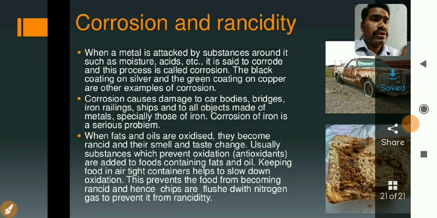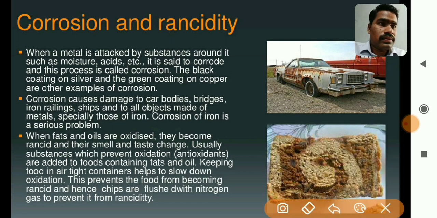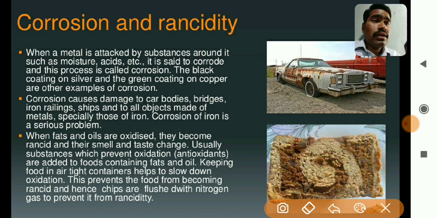Now let us go to the next point, that is corrosion and rancidity. Now see, in day-to-day life we have seen that oxidation is a very common process. It generally takes place in day-to-day life. When any metal combines with oxygen, in chemistry language, it is also called corrosion. So when a metal is attacked by the substances around it, such as moisture, which especially contains oxygen gas. Mostly the air contains oxygen and water vapors.